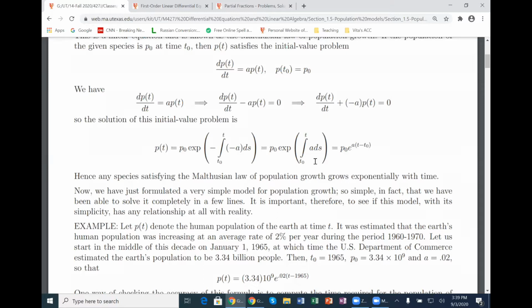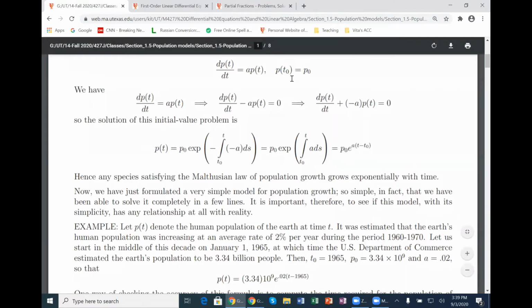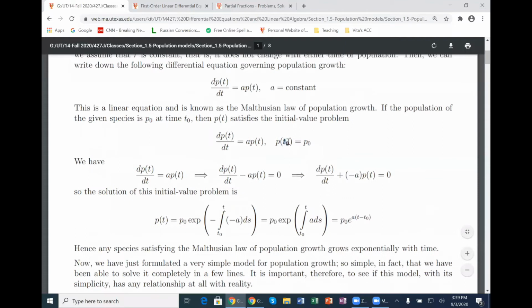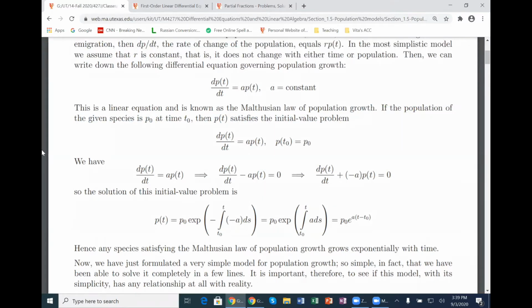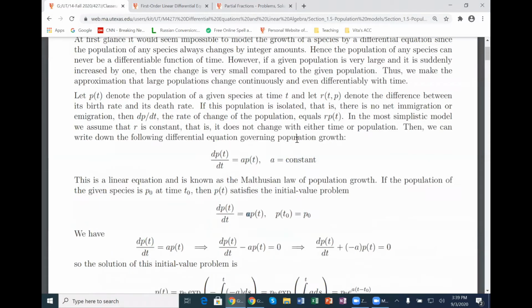Any other questions? Will there ever be cases where we won't be given a point? Well, both points should be given. T0 should be given and P0 should be given. That's the whole point about the initial value problem. Any other questions? The a in the equation is essentially just r, but we're saying that's constant, so the a would still represent the difference in the birth rate and the death rate. It's just held at a constant rate.